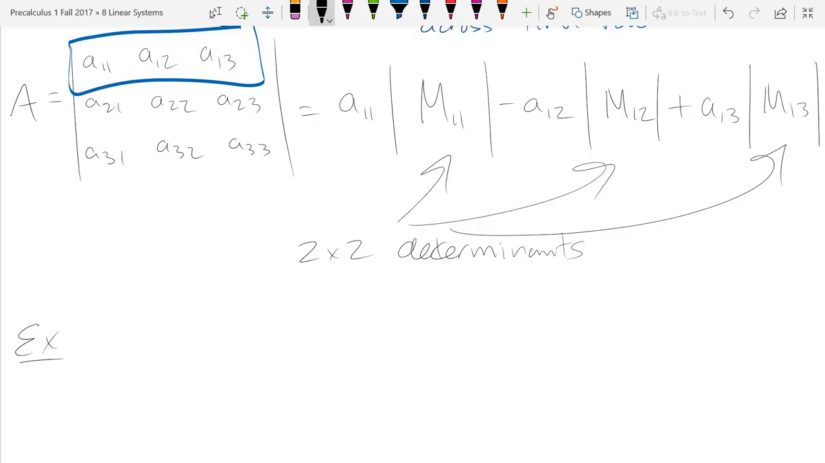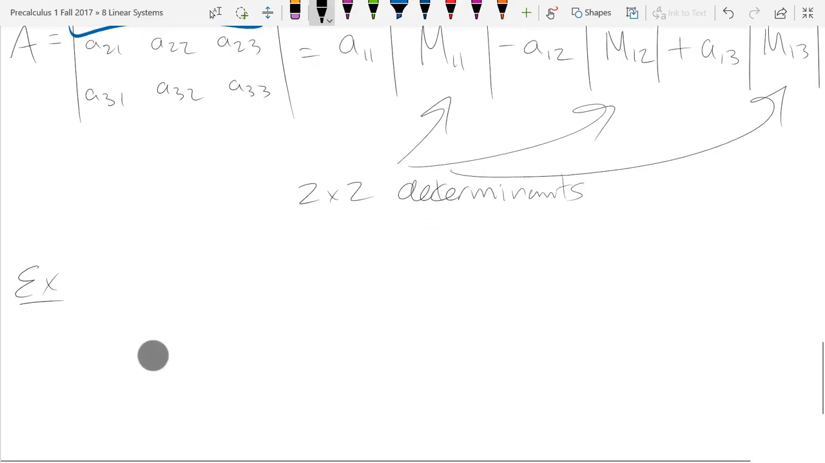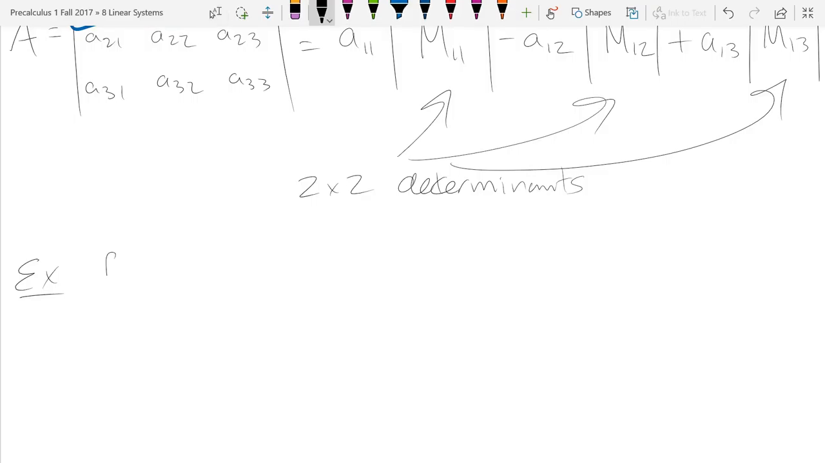So let's do an example. We're going to expand right across the first row, just like we did here. So I'm going to find the determinant of A, when A is the matrix 2, -1, 3, -2, 5, 1, 0, 6, 0.